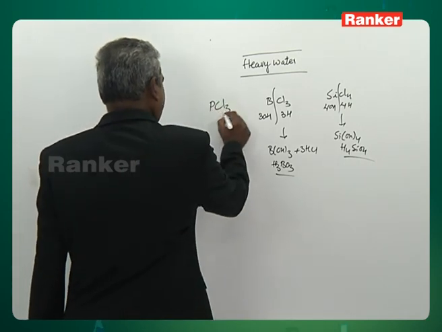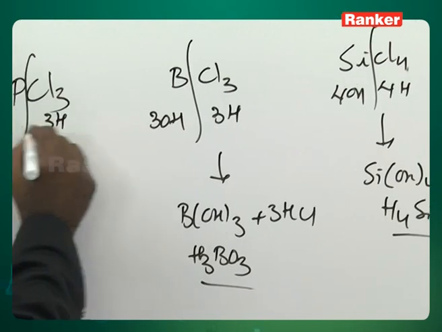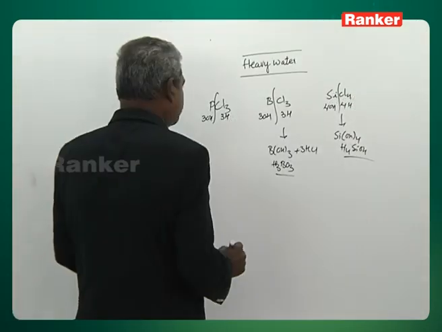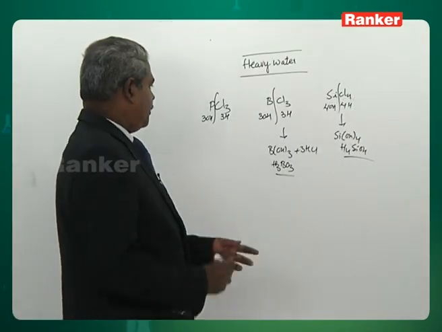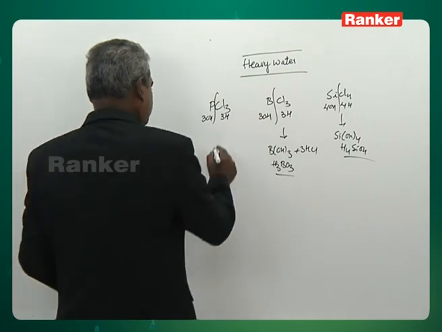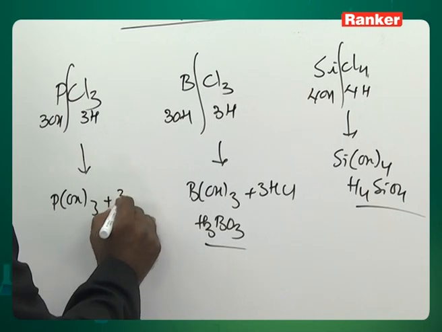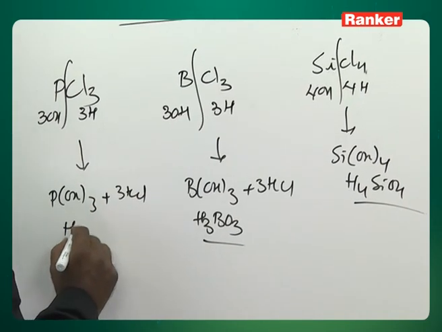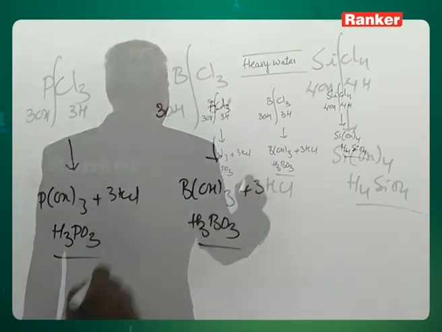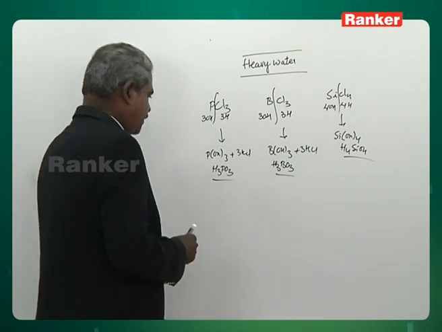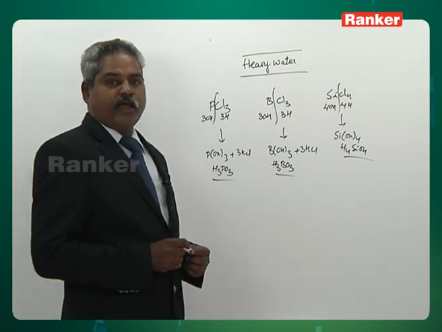PCl3, break the bond, 3H, 3OH. Why am I using 3? You should know, I am breaking 3 bonds. P(OH)3. 3H here. H3PO3. In some cases like PCl5, you will be getting 5OH.